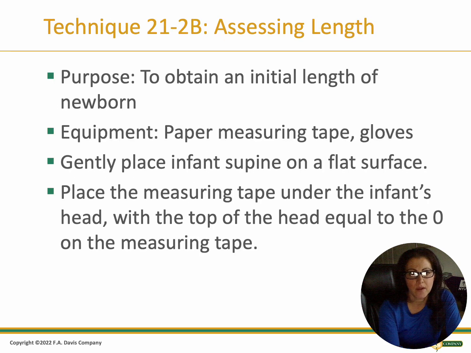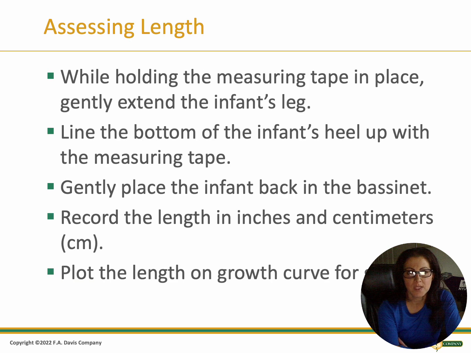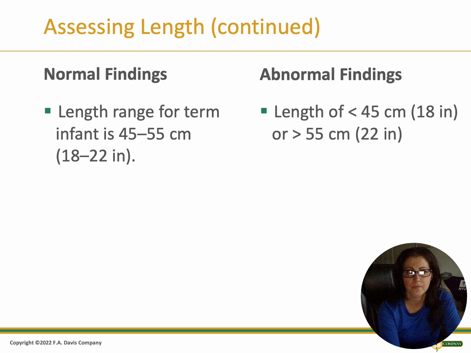We also want to obtain their length. We use a paper tape in order to do this. By doing this, we're laying them down. We can use the warmer bed or the scale, and we're measuring from the heel up to the top of their head. When we're recording their length, we're measuring in inches as well as in centimeters, and we're plotting that on their growth curve. Normal length is usually between 45 to 55 centimeters, or 18 to 22 inches.